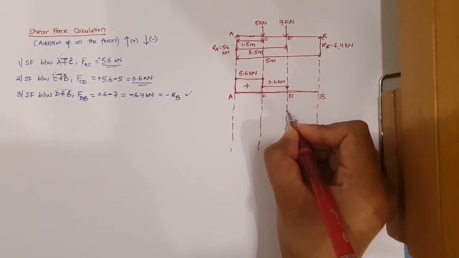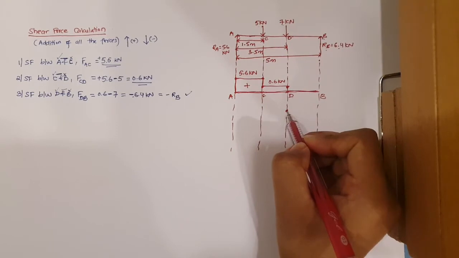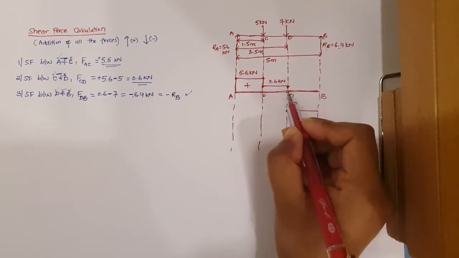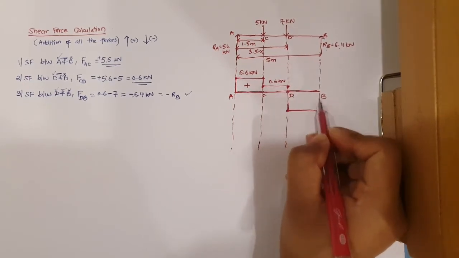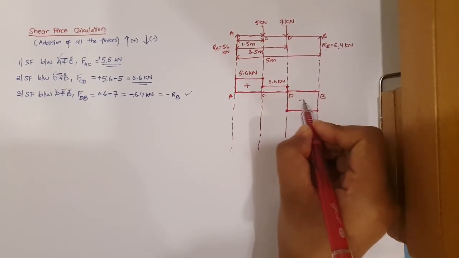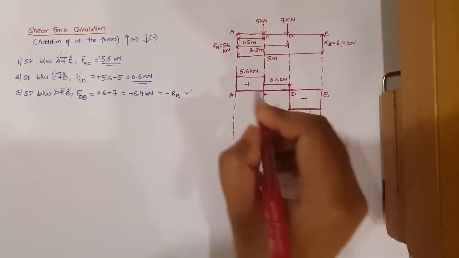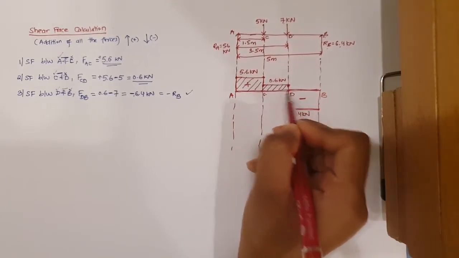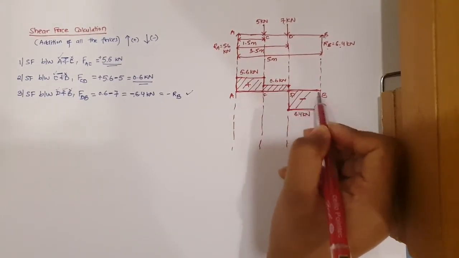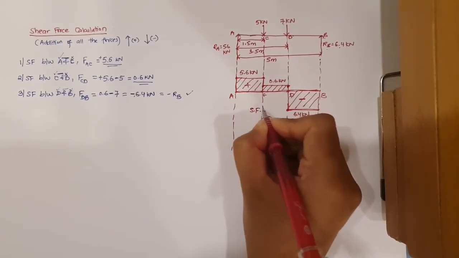So here it is coming negative, so it will go to negative here. So let me mark, from here this line downward it will be negative, so negative 6.4 till B. So from here it is suddenly dropping, so we have minus 6.4. This is 6.4 kilonewton. So let me shade this. So this is my shear force diagram.